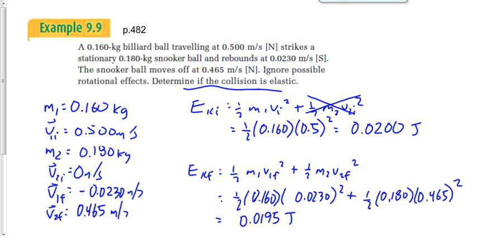The rules of significant figures, right? We look back to our data. We've got three digits. We have to round it to three digits. If, to the right number of significant figures, it's smaller, even if it's slightly smaller, it doesn't matter. We're still going to say it's inelastic. It's real close, but it's still inelastic.